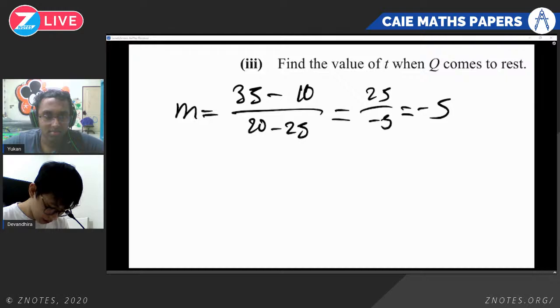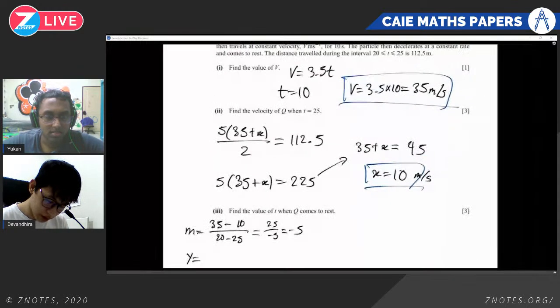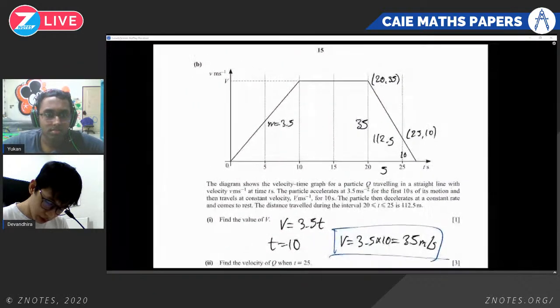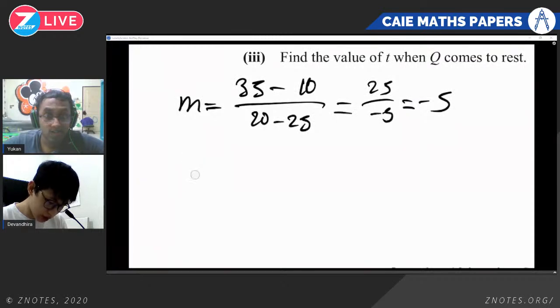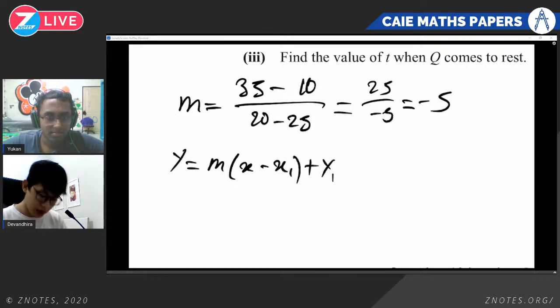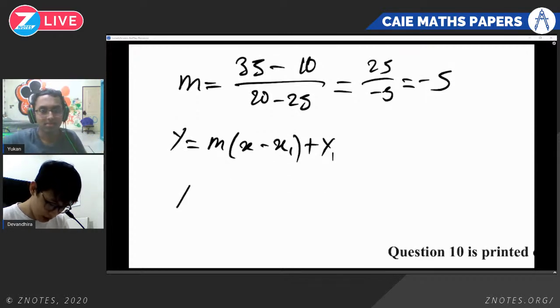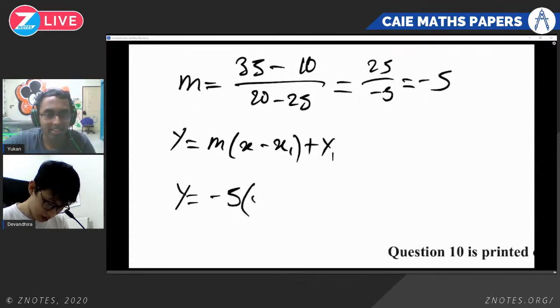I'll use y instead of v and t, so it's not very confusing. It passes through (25, 10). We're going to use this formula, by the way. If you don't know, with this formula, if you have the gradient, you can instantly find the equation of the line just by putting in the gradient and the coordinates that it passes through. Is that correct, Egan? Yeah, that's correct.